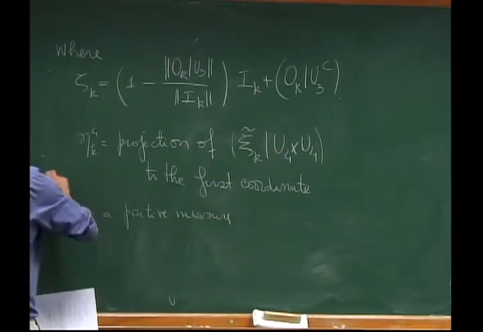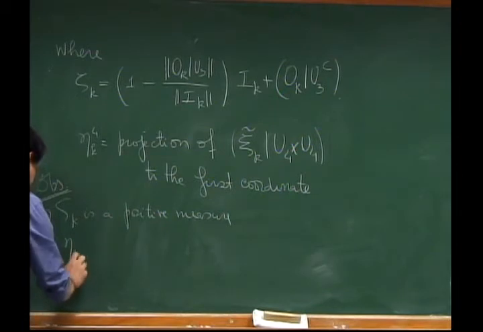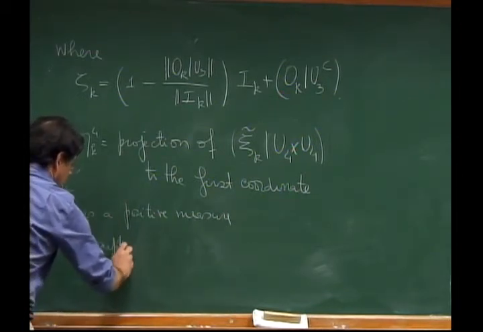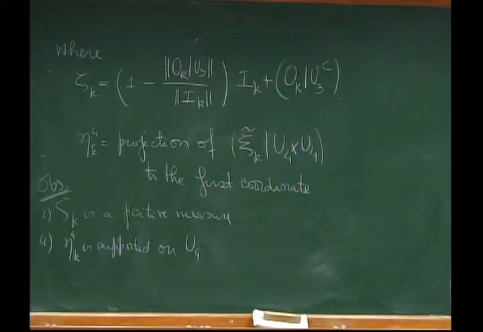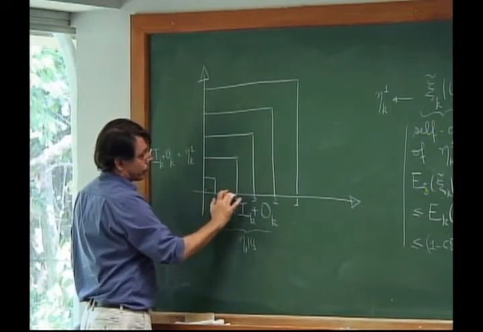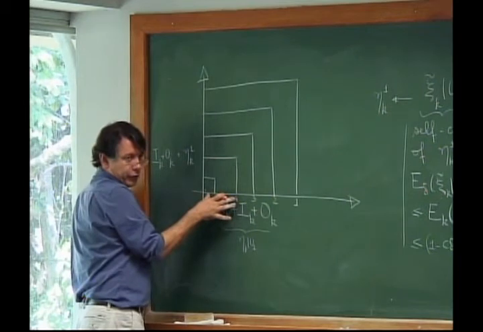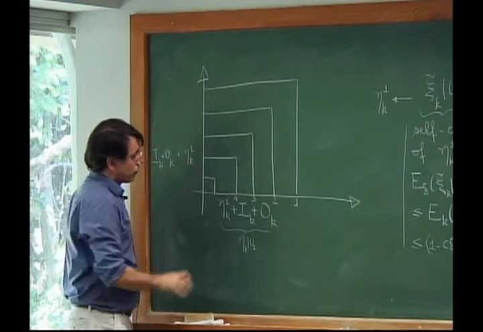Okay, observations. And I'm going to say where it is supported. So this is the first observation. Second observation, eta k4 is supported on U4. Because you see, what I'm doing is that I'm taking the restriction of ck twiddle to the square, and I'm projecting. So eta k4 is supported here. It's just a projection of the measure on the square to the first coordinate, so it's supported here.